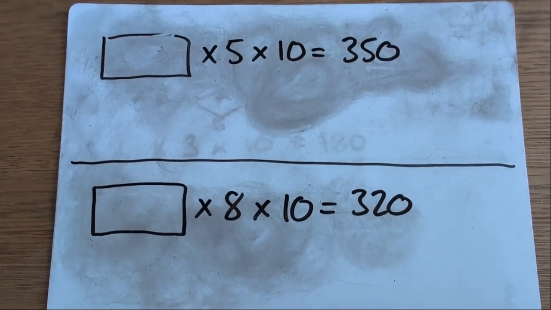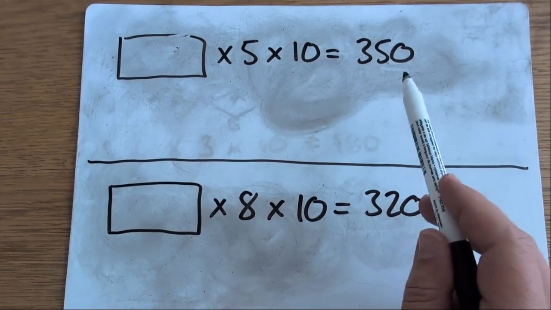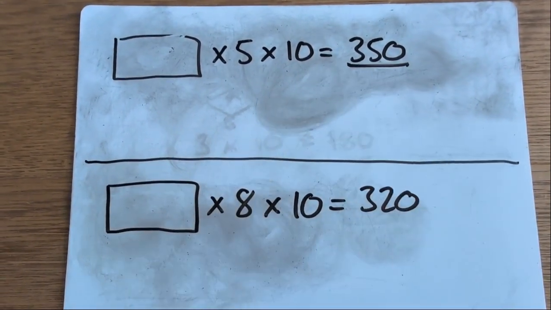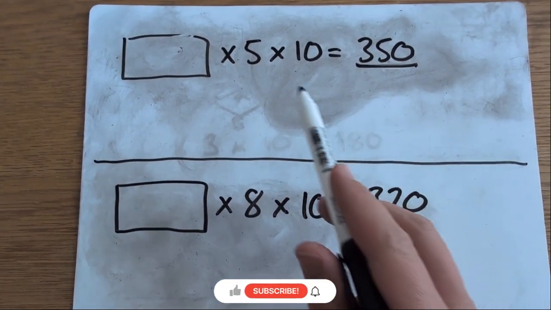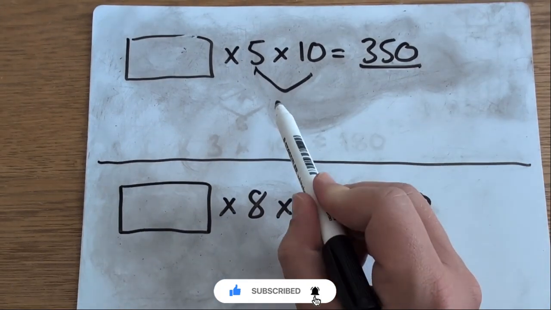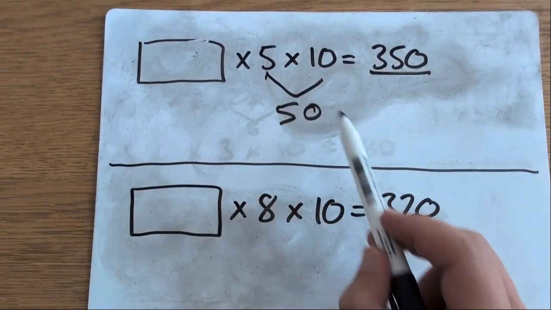Some more multiplying three numbers together to get an answer, but this time we've already got the final answer. We just need to know the missing piece on how we got that part. So the answer to this one is 350, but how do we get there? Well, we've got these two bits here, 5 and 10, so we're going to multiply those two together. 5 times 10 is 50. Now we need to think, how many 50s do we need to get to 350?